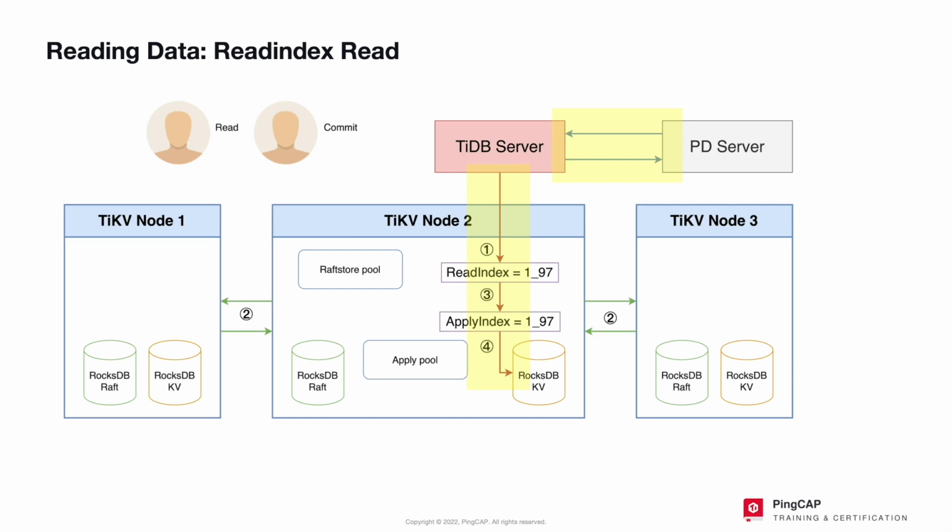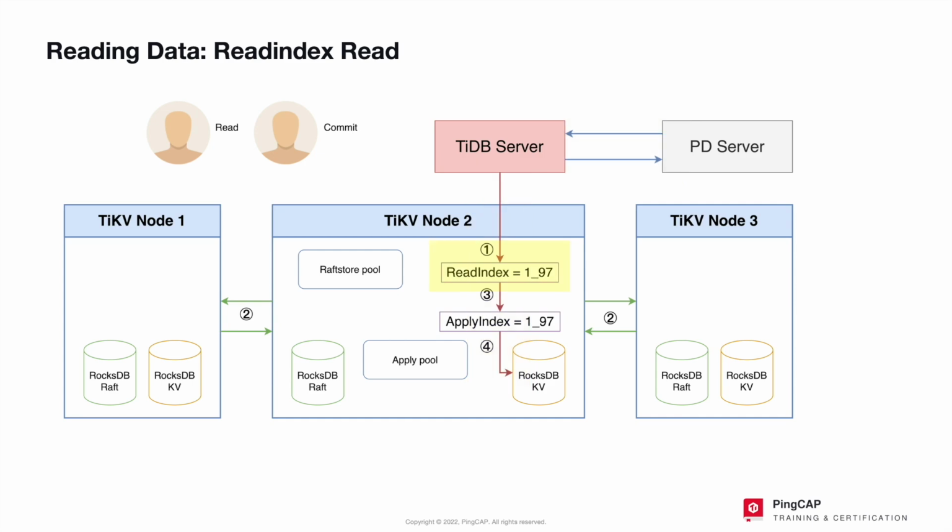The only problem we need to solve at this point is when we confirm the leader, which is step 2, until we read it, step 4, we can ensure that the node is still the leader without switching the leader role during this process. The so-called read index read solves this problem. Let's take a look at the specific process.